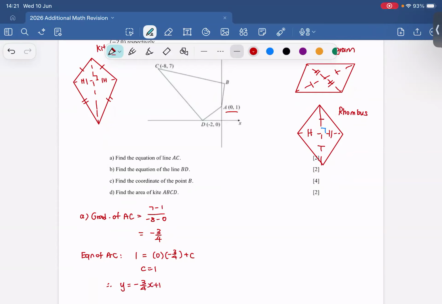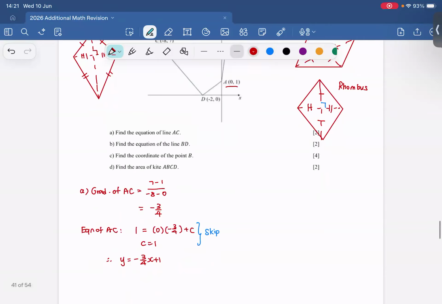Those who can see, you don't need to do this step. This step can skip. Okay, but if you cannot see, please do it. Don't be stingy with your steps if you are not very good.